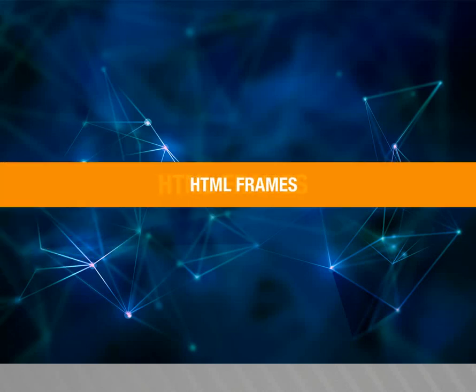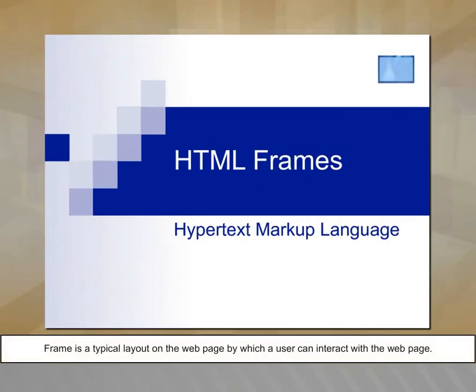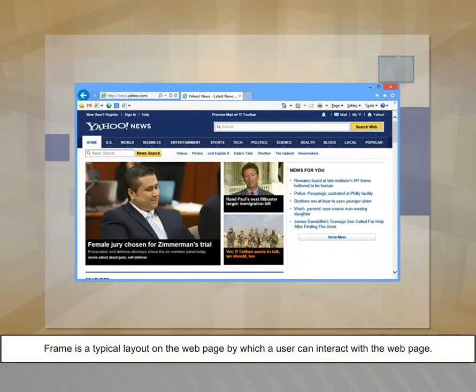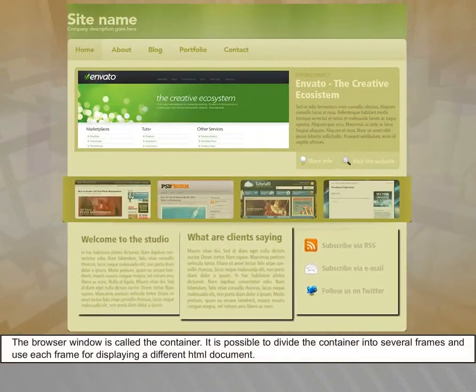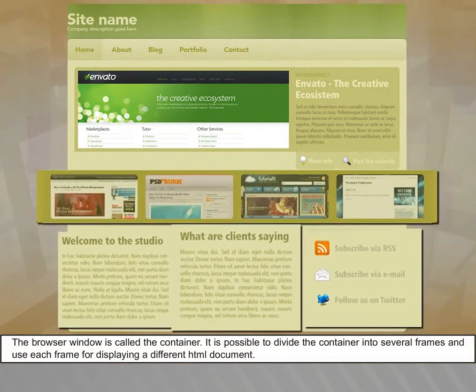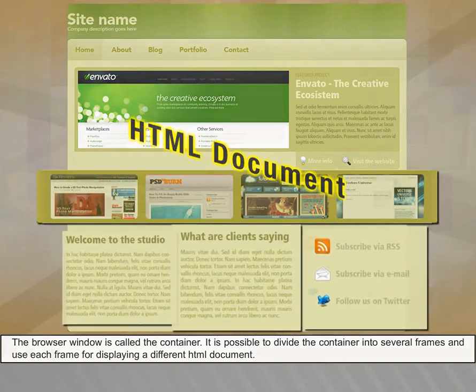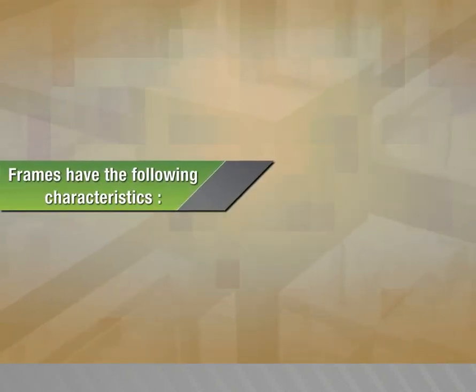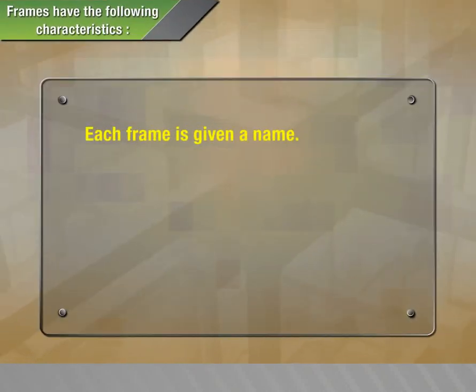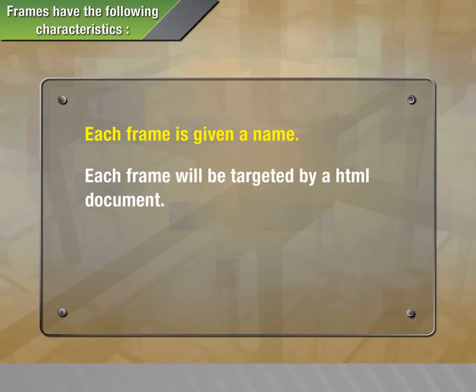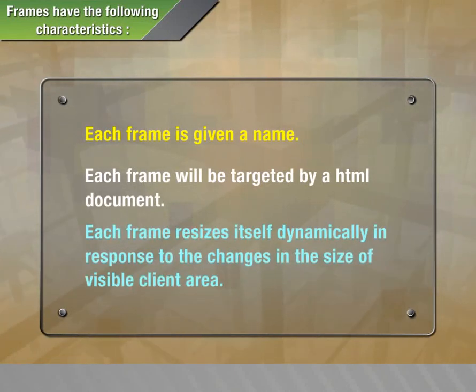HTML frames. In this video, we are going to see about HTML frames. A frame is a typical layout on the web page by which a user can interact with the web page. The browser window is called a container. It is possible to divide the container into several frames and use each frame for displaying a different HTML document. Frames have the following characteristics. Each frame is given a name. Each frame will be targeted by an HTML document. Each frame resizes itself dynamically in response to changes in the size of the visible client area.